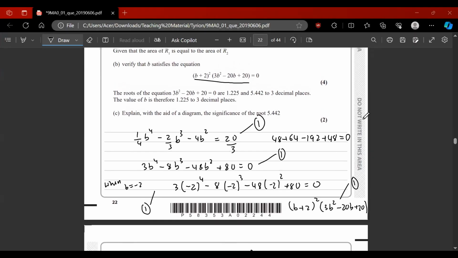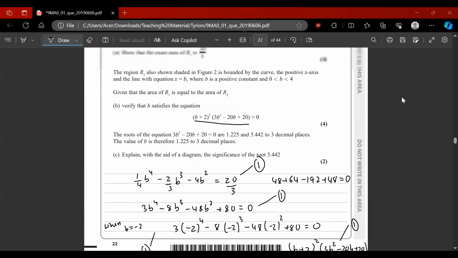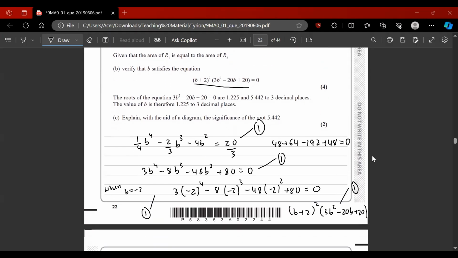So then on to part C here. The roots of the equation 3b² - 20b + 20 = 0 are 1.225 and 5.442 to 3 decimal places. The value of b is therefore going to be 1.225. That's because remember b lies between 0 and 4. Explain with the aid of the diagram the significance of the root 5.442.